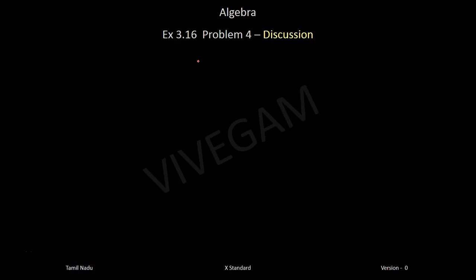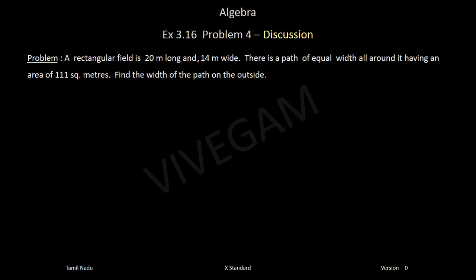Exercise 3.16 problem 4 discussion. A rectangular field is 20 meters long and 14 meters wide. There is a path of equal width all around it having an area of 111 square meters. Find the width of the path on the outside.